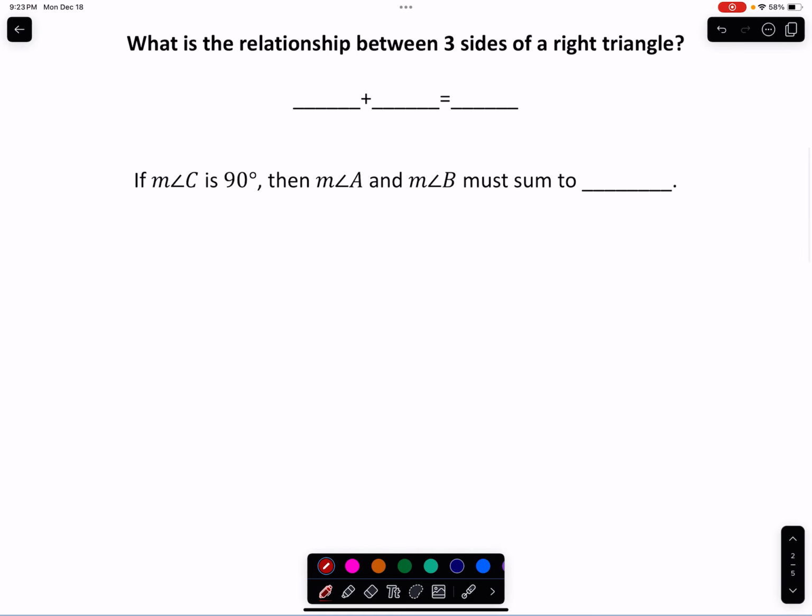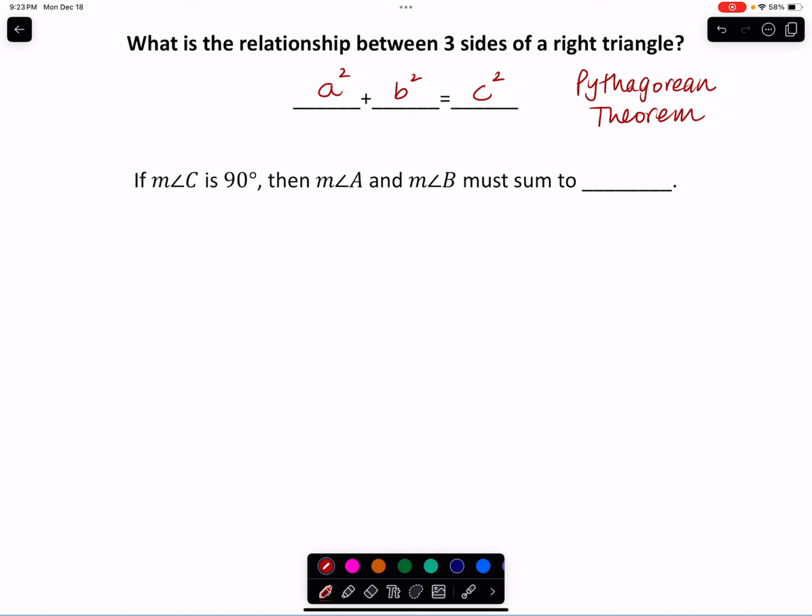All right. Let's take a look at some additional properties and relationships in right triangles. The first one we're going to look at is the relationship between the 3 sides of a right triangle. It's a pretty famous theorem credited to someone called Pythagoras, and it says the sum of the squares of the 2 legs of a right triangle is equal to the square of the hypotenuse. Basically, it just says square your legs, add them together, it equals the square of the hypotenuse measure. This is the Pythagorean theorem.